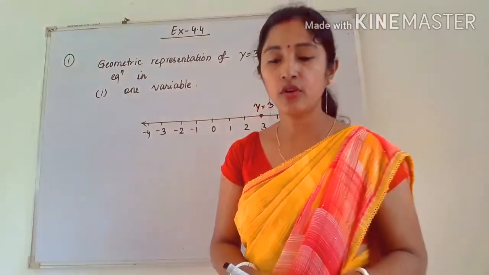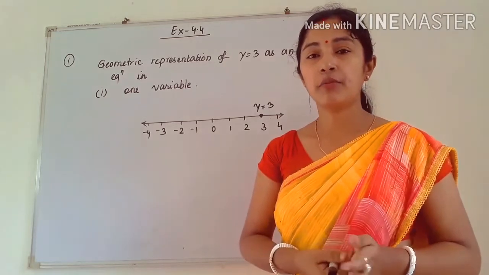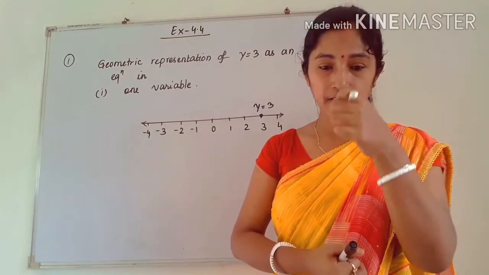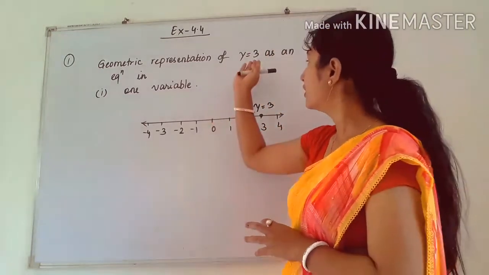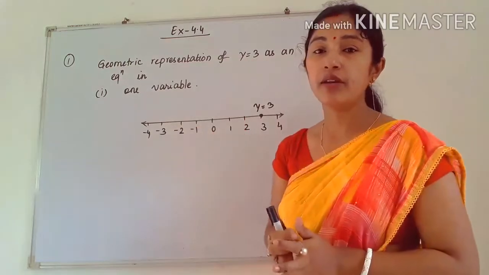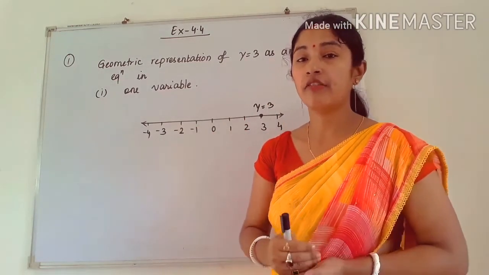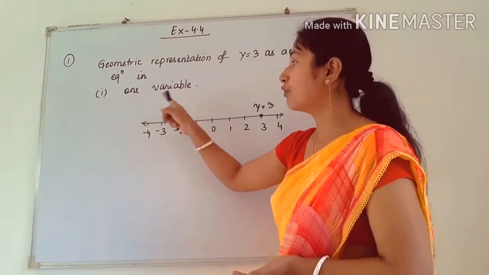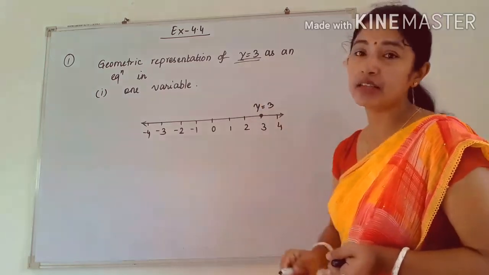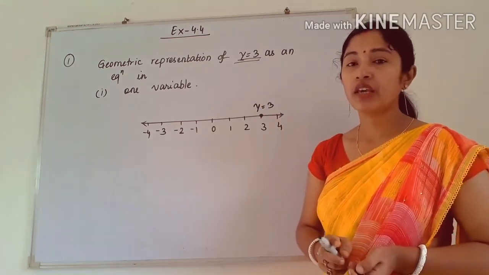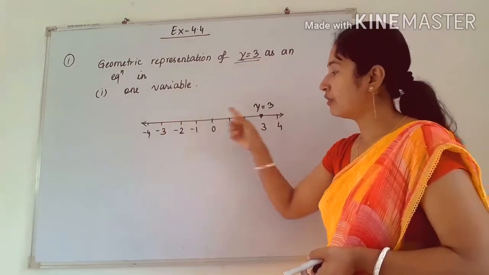Okay. So next, come to the next topic. The next topic I am going to discuss using the questions of exercise 4.4, and these are very important. Here it is written that you have to represent the equation y equal to 3 geometrically. Geometric representation means you have to show it in a graph, on graph paper. First, show it in one variable. This is already in one variable, since only y is there, so we can represent it on a number line.